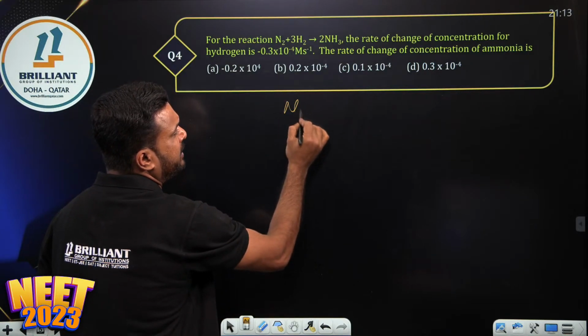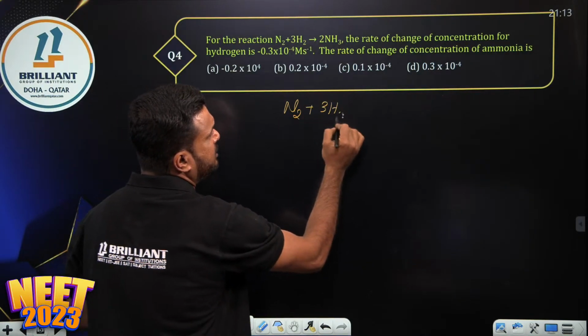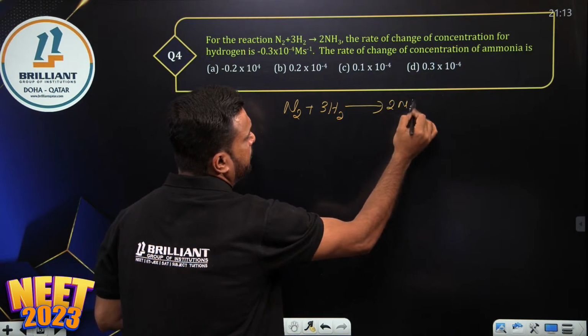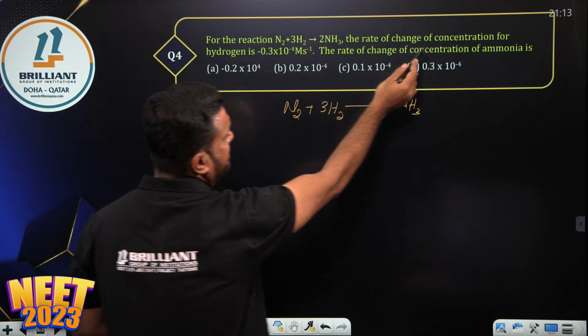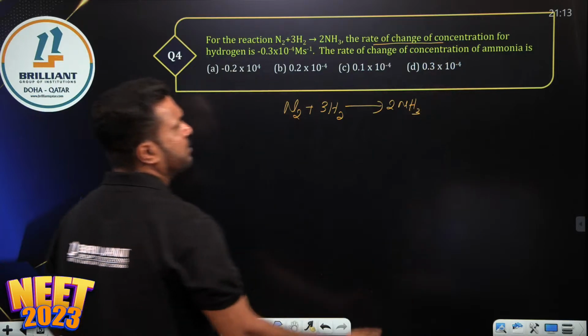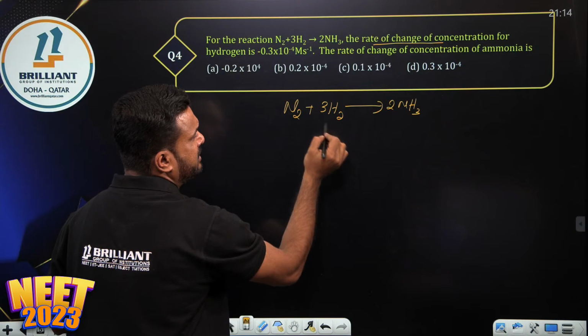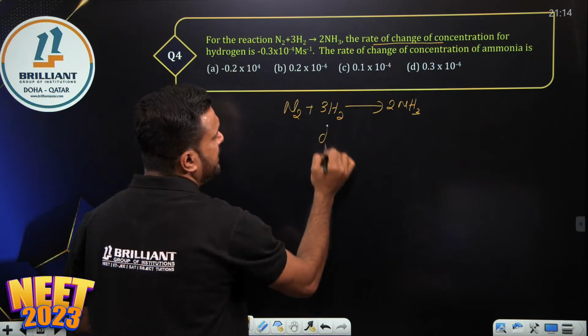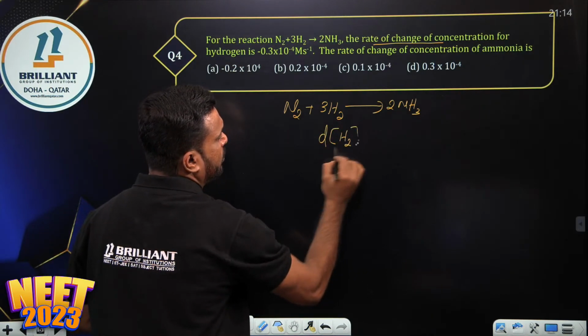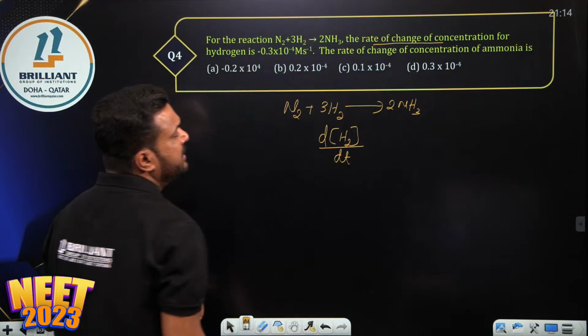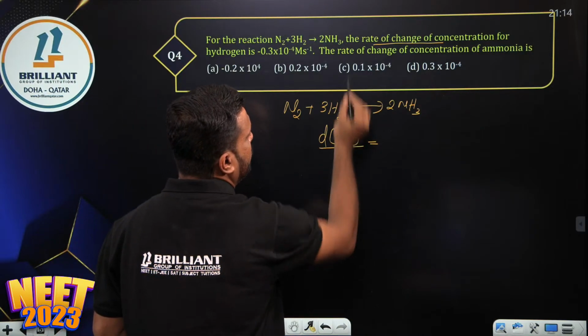You know that one, here the equation is given as N2 plus 3H2 gives 2NH3. So they are talking about hydrogen, the rate of change of concentration for hydrogen. What is the rate of change of concentration of hydrogen? We can write like this: d of H2 divided by dt.